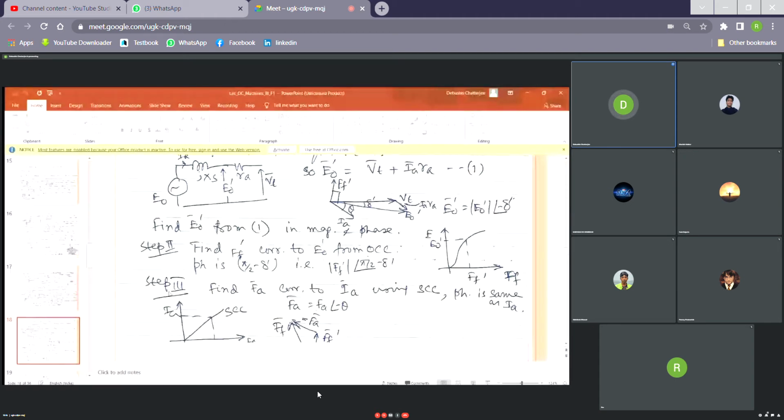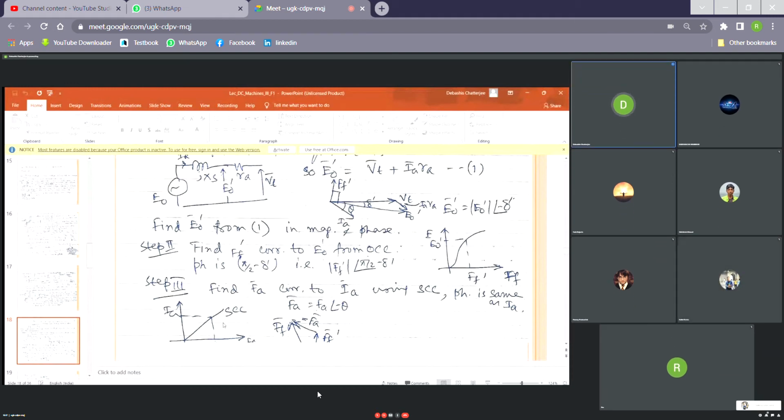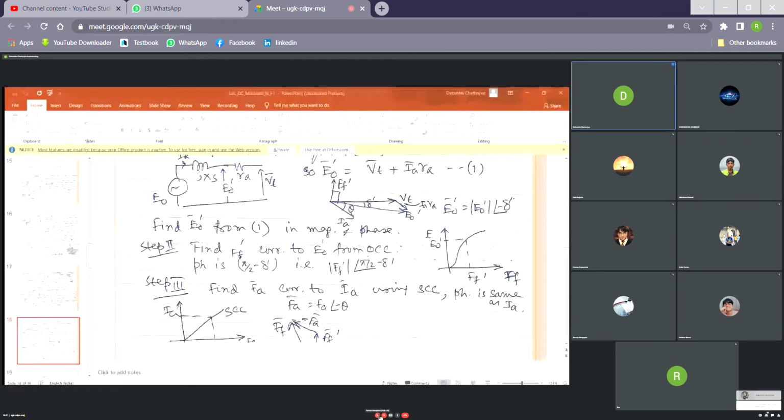Now in step 3, you have the short circuit characteristics. So what is the short circuit characteristic? Actually, it is IA versus E0. Just a minute, someone is... Right. So it is IA versus E0.